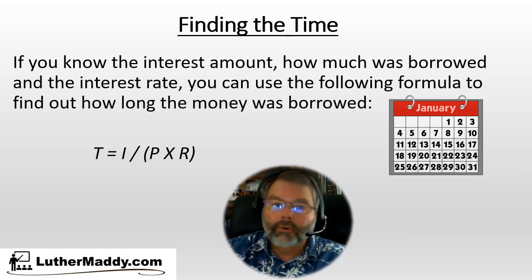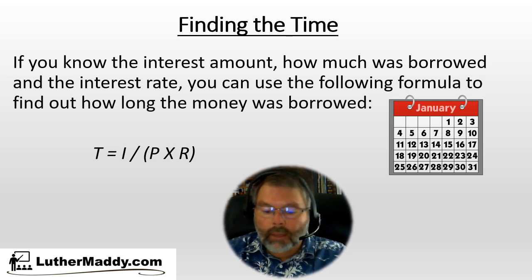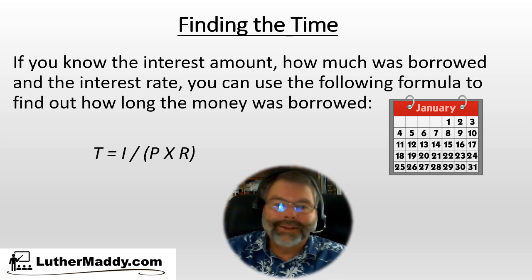All right, here's another formula. Sometimes we need to find the time. So if we know the interest amount that we paid, we know the interest rate and the amount we borrowed, we might need to know, well, how long did we actually borrow that money for to end up paying as much interest as we did? So the formula to compute the time is the interest amount divided by the principal times the rate.